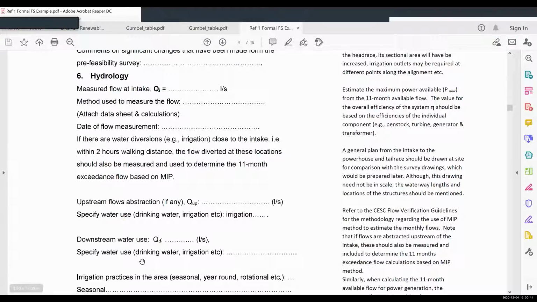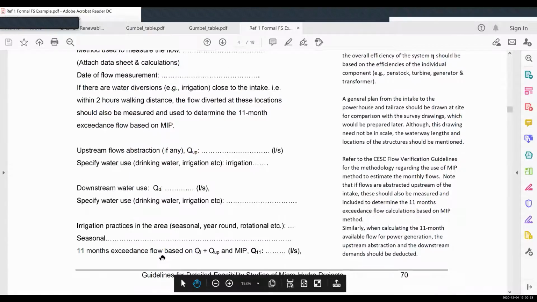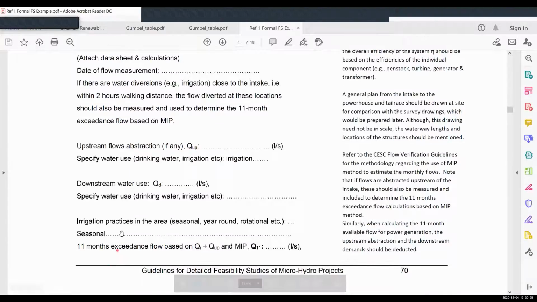What are the downstream water requirements? Maybe just below the intake, there are other water requirements. You have to make sure that these downstream water uses are also not disturbed. What are the irrigation practices there? Is it seasonal, year-round, rotational?